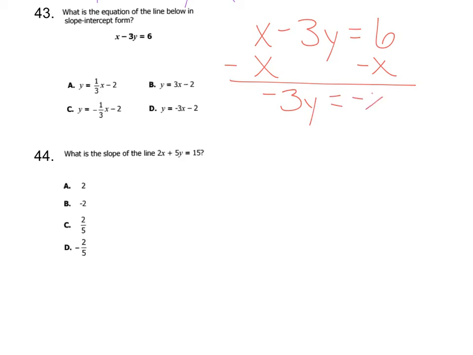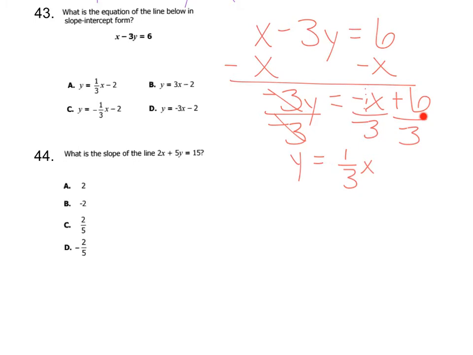Remember, I can't combine those, 6 and minus x, so I copy them. Always write the x first. Then I'm going to divide through everything by negative 3. I isolate y. Remember, there's a 1 here, so negative 1 over negative 3 is positive 1/3 x. And then right here, 6 over negative 3 is negative 2. So I get y equals 1/3 x minus 2.